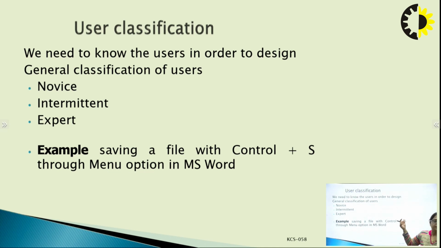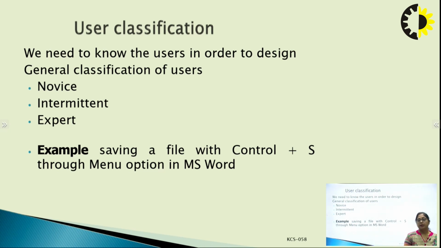So we classify the users. This is the user classification. We need to know the users in order to design. Again, there are three types of users: the novice, the intermittent, and the expert user. Novice means it is a new user to your interface who doesn't know anything, the intermittent knows a little bit, and the expert knows everything.